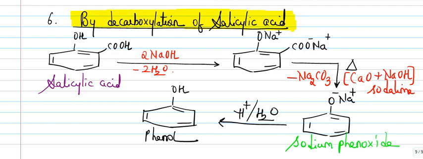So we've discussed six different ways of producing phenol. In my next lecture, I would be taking up the chemical properties of alcohol, after which I would be taking up the chemical properties of phenols. So basically the two lectures which follow after this, one would have the chemical properties of alcohol and the second one would have the chemical properties of phenol. Thank you.